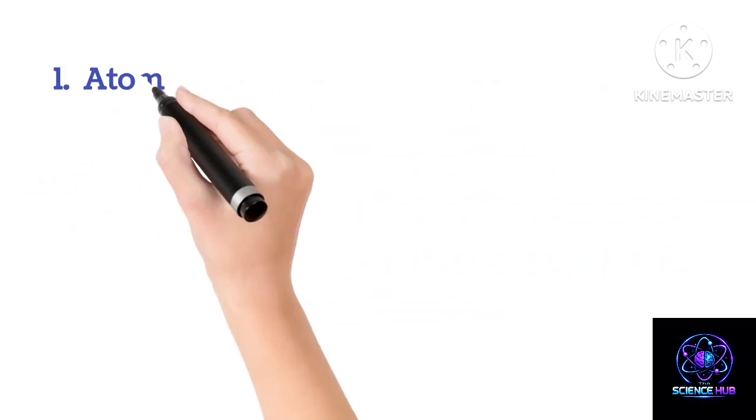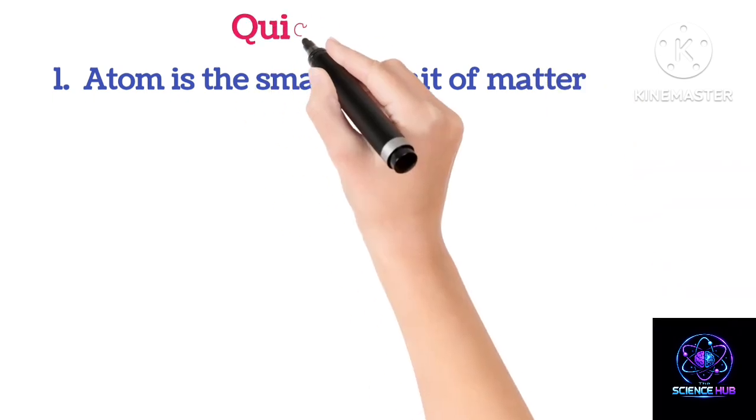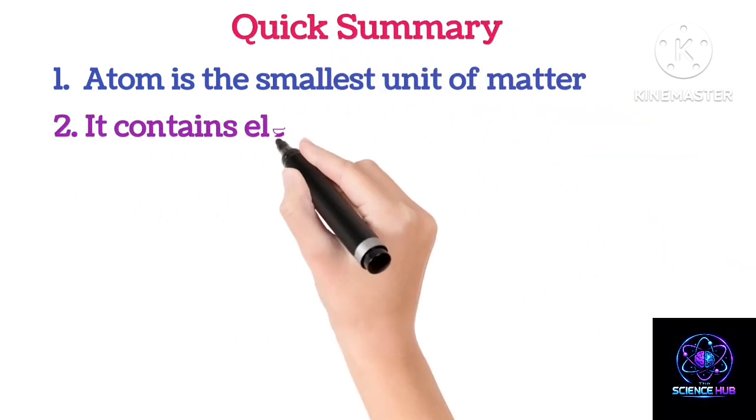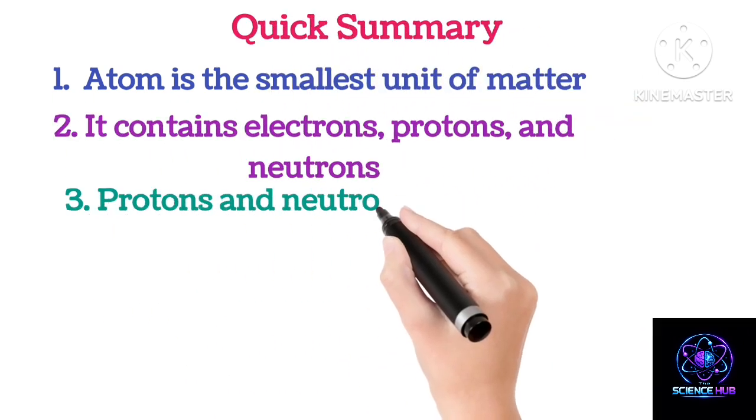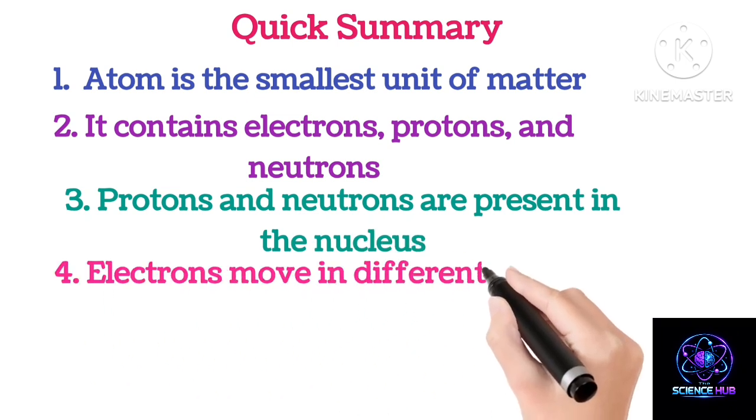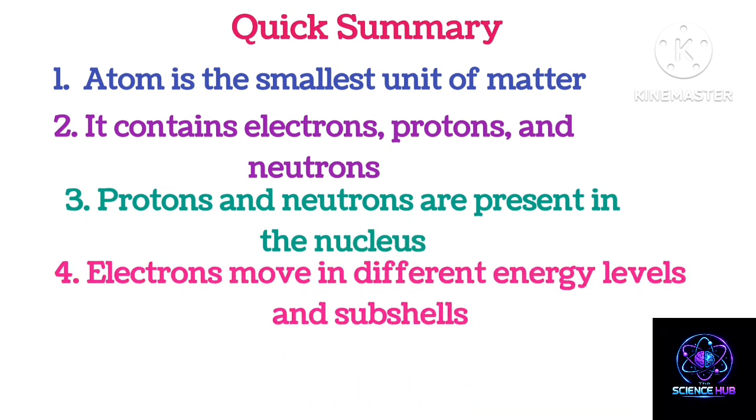Quick summary. Number 1, atom is the smallest unit of matter. Number 2, it contains electrons, protons, and neutrons. Number 3, protons and neutrons are present in the nucleus. Number 4, electrons move in different energy levels and subshells.